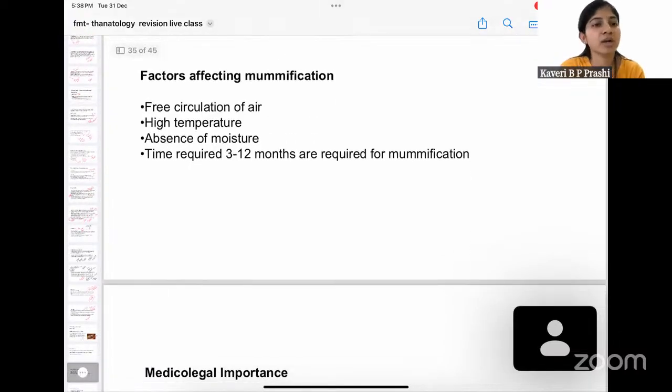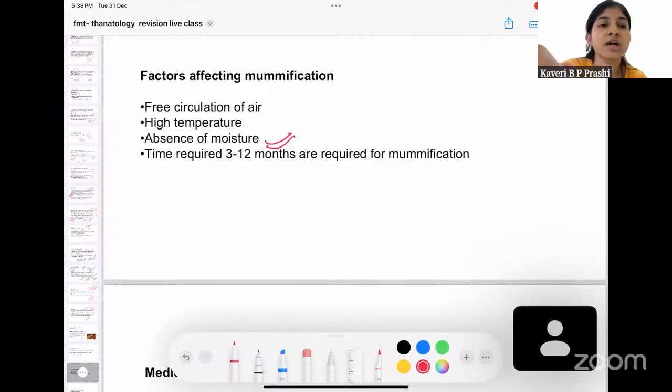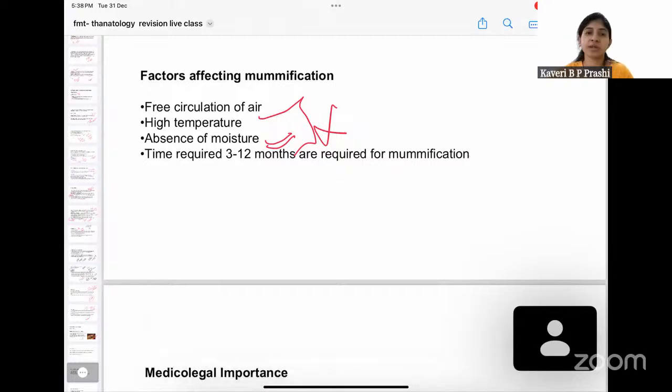So coming to the factors affecting mummification: there should be free circulation of air, there should be high temperature, and there should be absence of any moisture, because whenever the second and third points are not satisfied, it won't support dehydration. Okay, and how much time is required for formation of a mummy? It is around 3 to 12 months. This much time is required for the formation of a mummy.